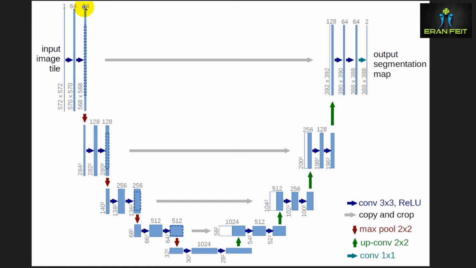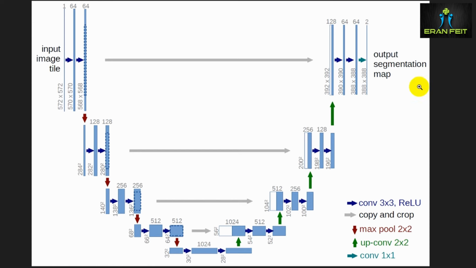The encoder follows a typical architecture of convolutional networks. As you can see, this one, for example, has 64 filters, and this one has 128, and this one 256. Basically, it consists of repeated applications of two 3x3 convolutions, each followed by a rectified linear unit, a ReLU, and a 2x2 max pooling. For example, this red cross is a 2x2 max pooling operation with a stride of 2 for the downsampling.